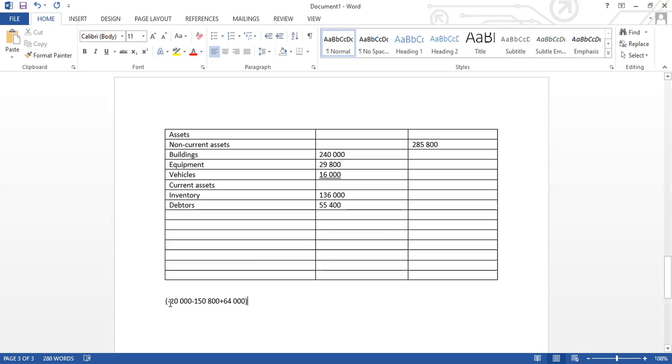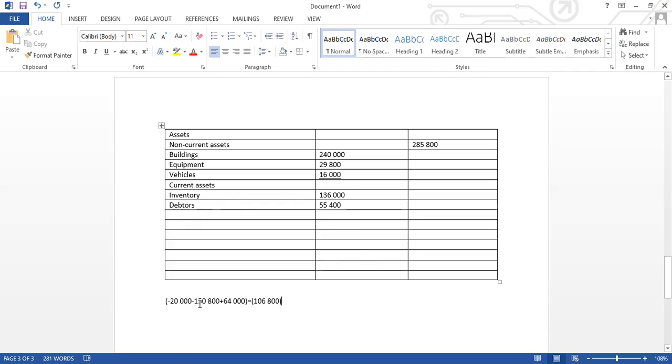It's negative because 20 is a negative, 150 is a negative, so it should be negative as well. Yes, use brackets. Are you getting it now? Yes. Okay, great. So we'll have negative 106,800. Meaning if it's a negative, therefore it's a liability. That's why we will not have any bank under current assets.